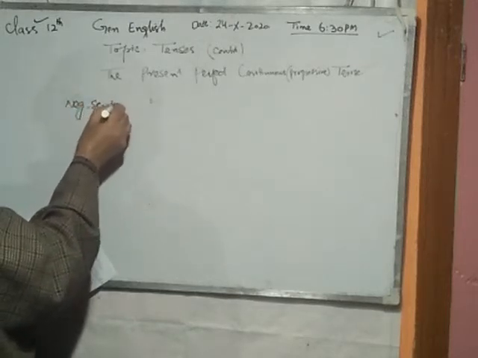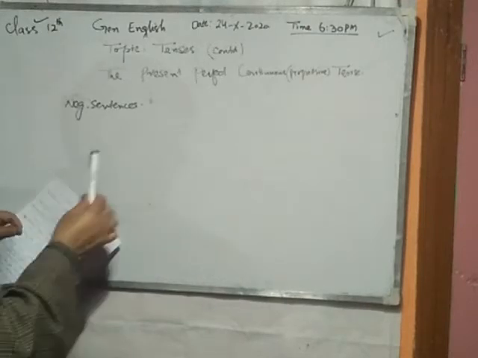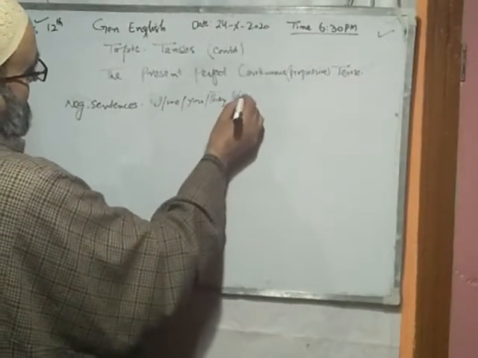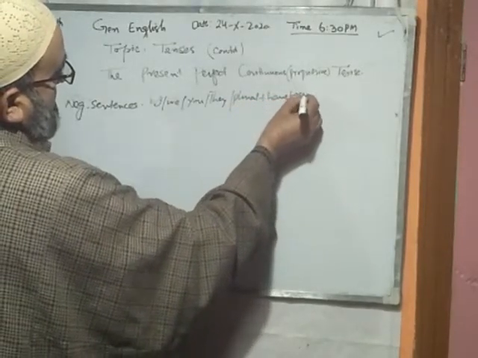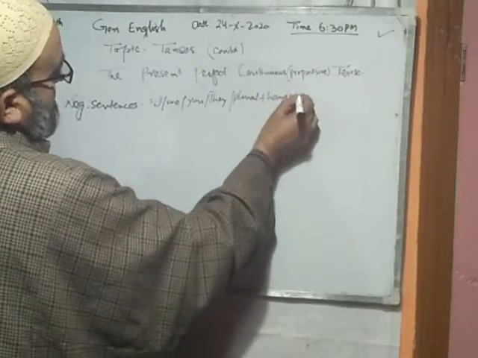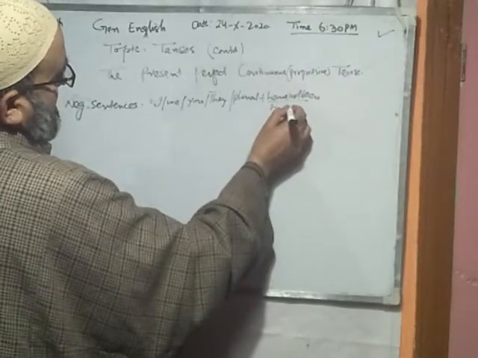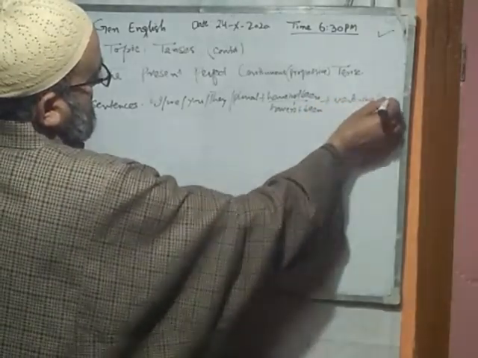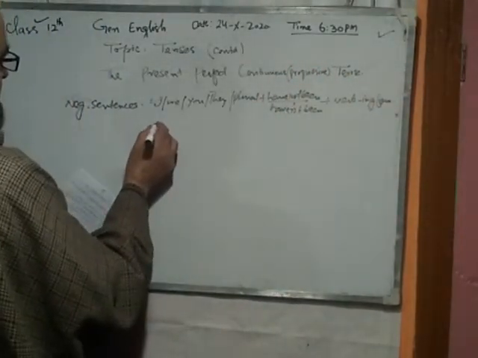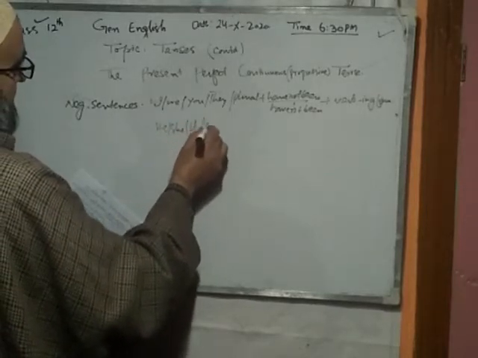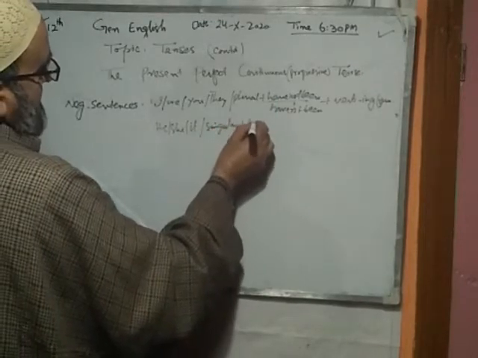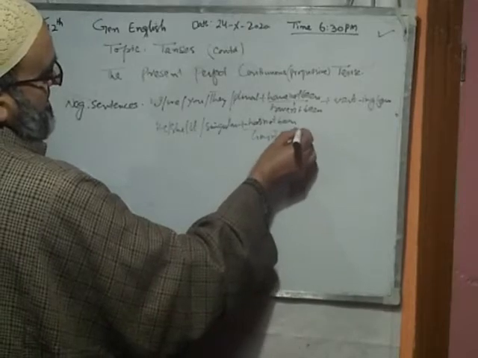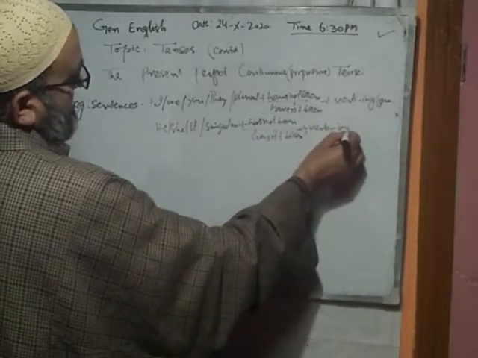For negative sentences: I, we, you, they, or plural, plus have not been, or haven't been, plus verb in the ing form. Likewise, for he, she, it, or singular, plus has not been, or hasn't been, plus verb in the ing form.